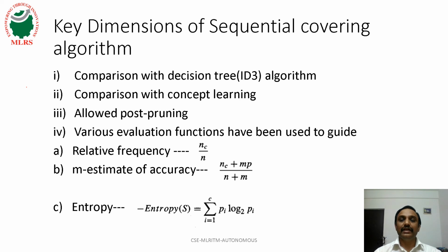Next one is entropy. Entropy is the sum, sigma i equals 1 to c, of P of i log P of i, base 2. So these are the key dimensions of the sequential covering algorithm.